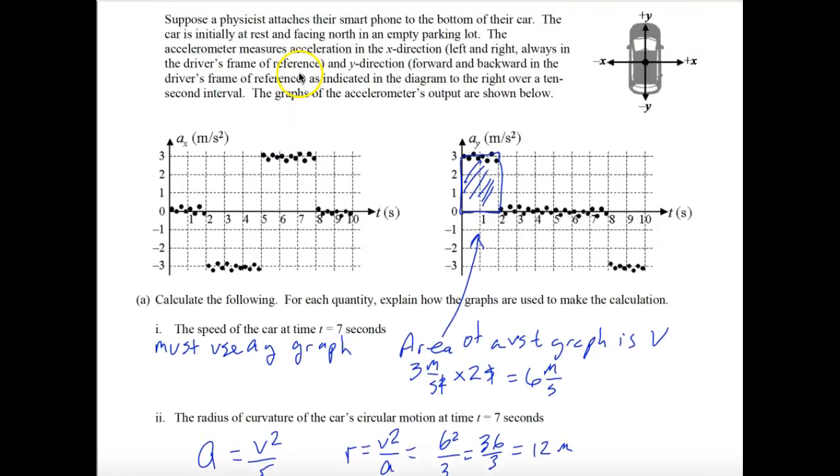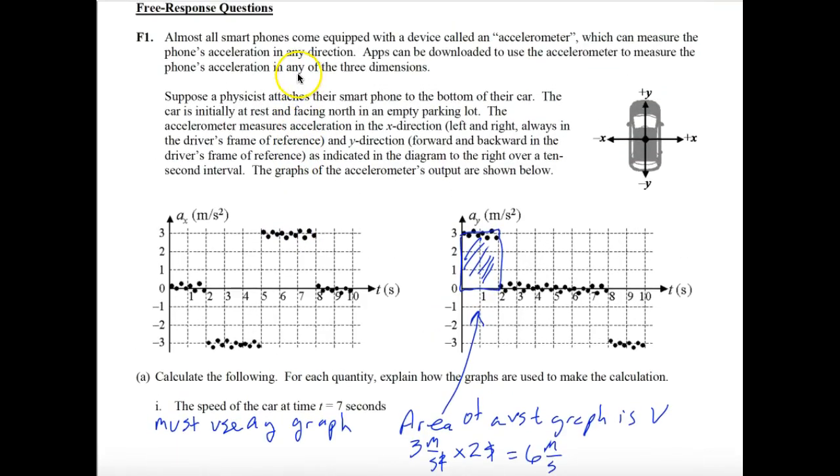Hey guys, it's Horner, and I just want to go through this projectile motion question F1, and just show you how to do this one.